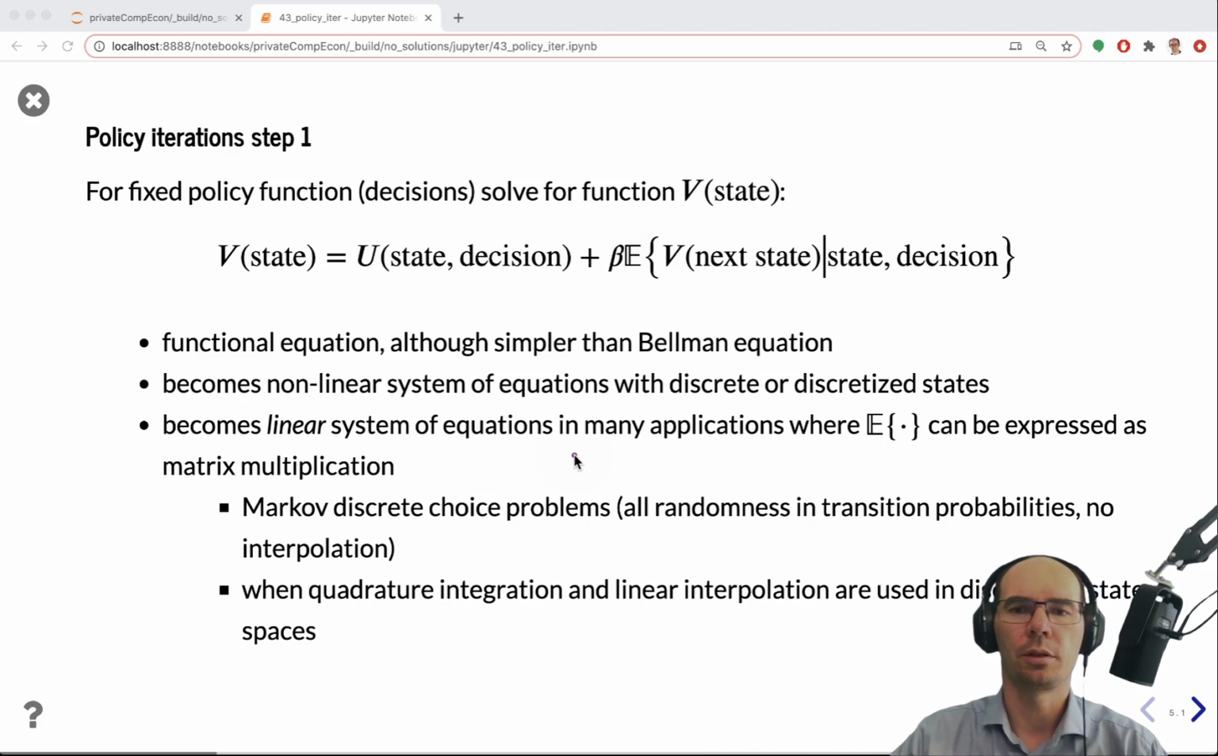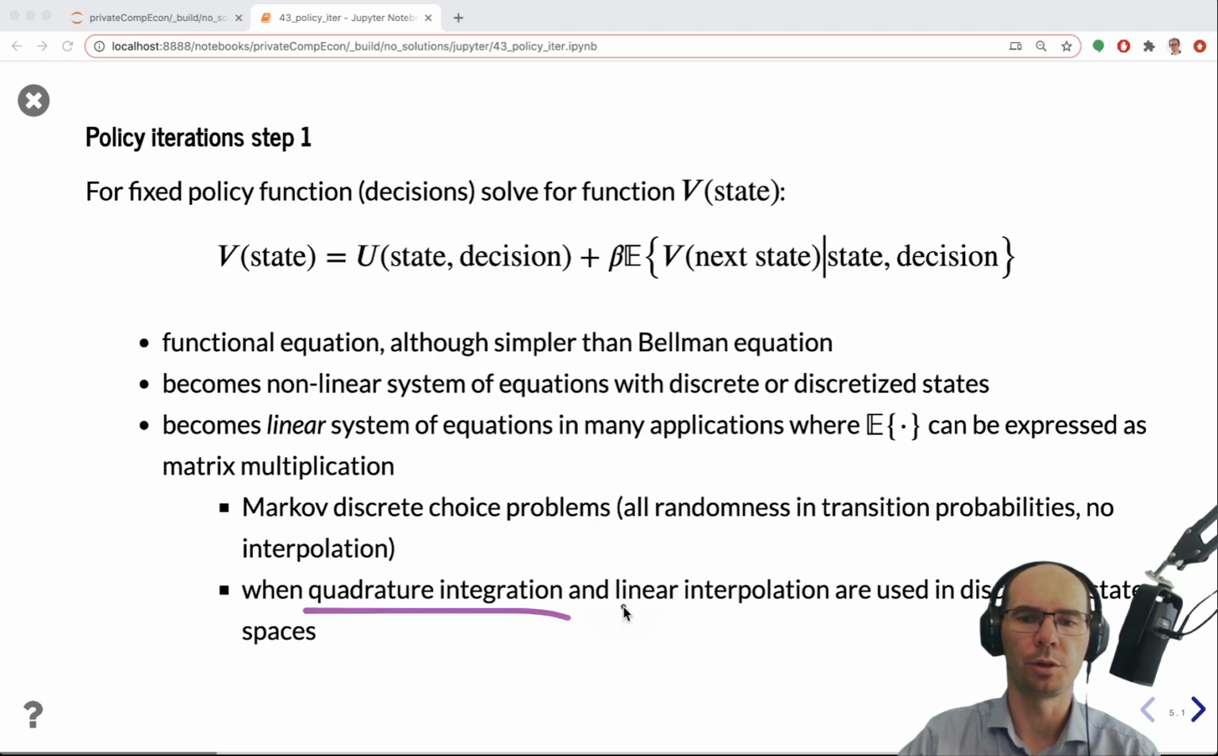In all other cases where this expression can be calculated as a linear function applied to the points of the value function v, this problem becomes a linear system of equations. And then it becomes a simple thing, right? Simple to solve. If we can just solve the linear system in step one of the policy iterations algorithm, then the whole algorithm starts making sense.